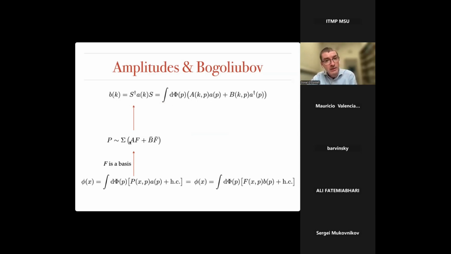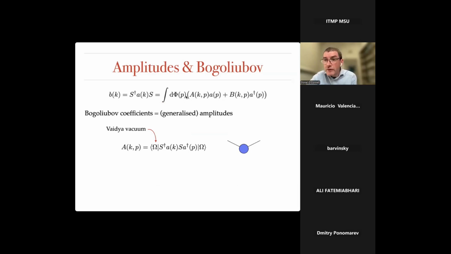The B operator is given in terms of this A, this is the Bogoliubov A, times the annihilation operator, and the Bogoliubov B times the creation operator. So this is the powerful expression for the Bogoliubov coefficients. Of course, it's always the case that B is S dagger A S. That's always true. So it's just this additional relation that's so useful.